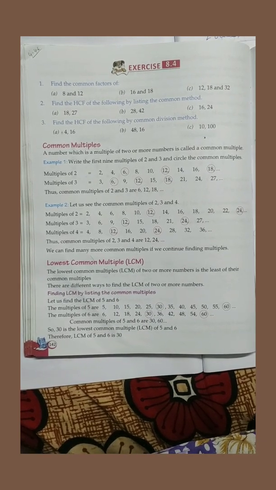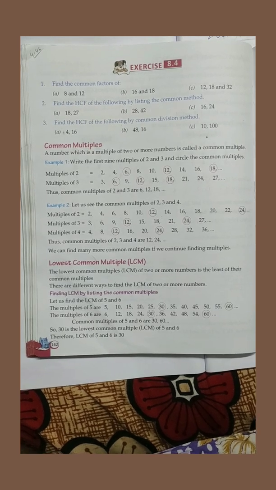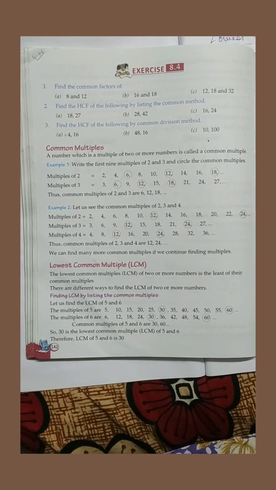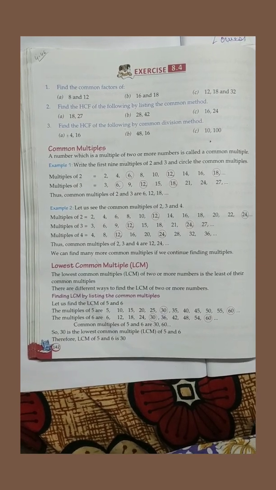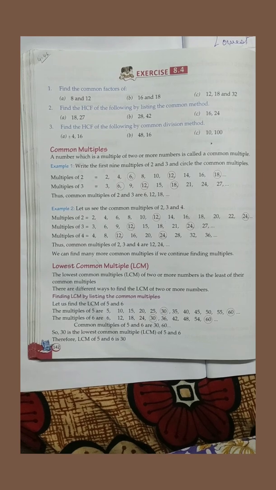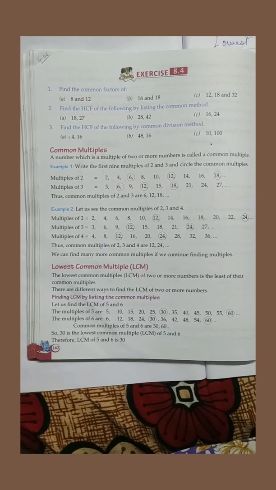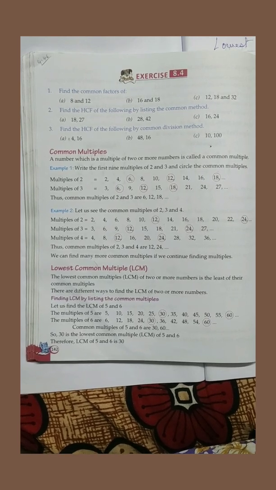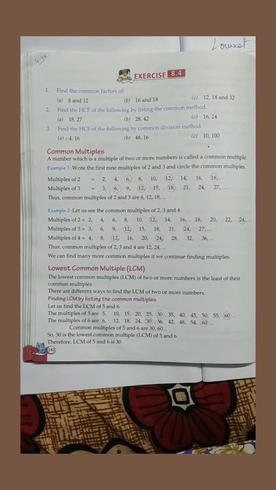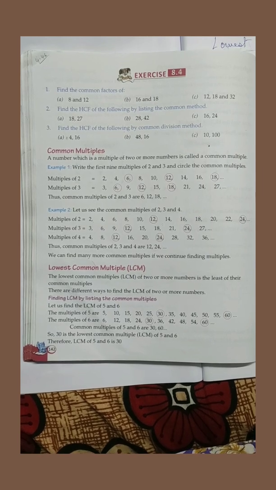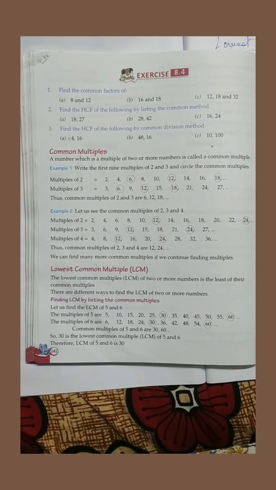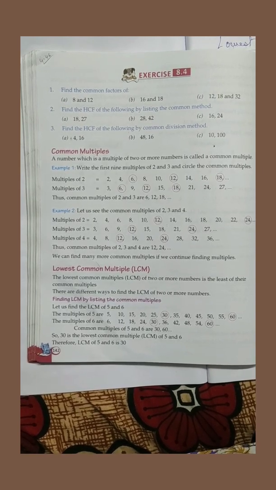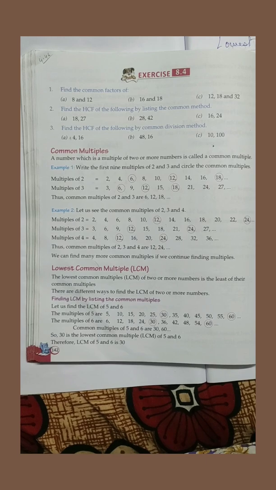So, in the previous class we have learned how to find the HCF, that is highest common factor. Exercise 8.4 is your homework, do it by yourself, and if you want you can follow the examples also. Today we will go to the next topic, that is common multiples. A number which is a multiple of two or more numbers is called a common multiple. I hope you know how to write the multiples of any number.